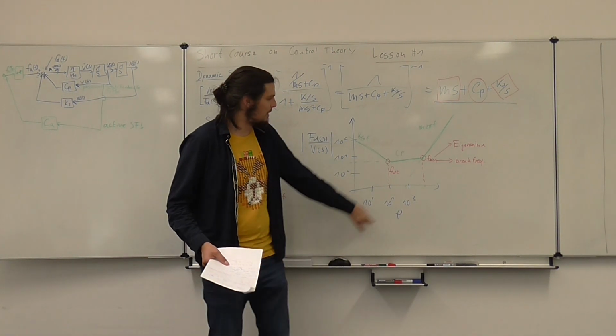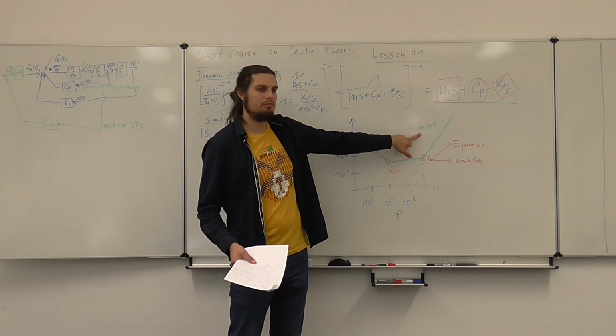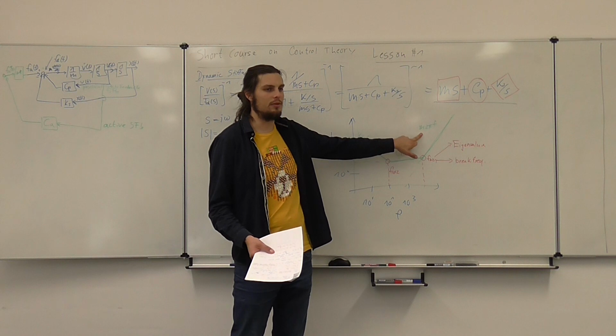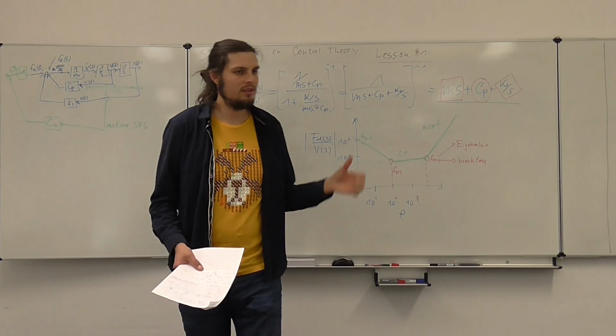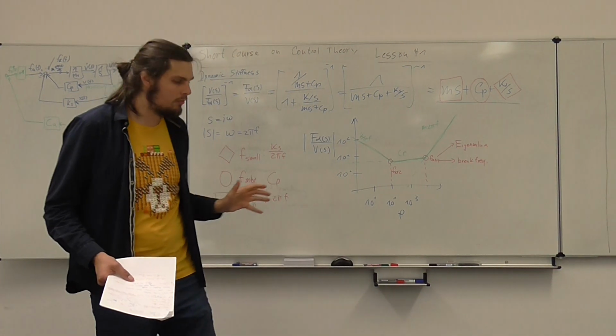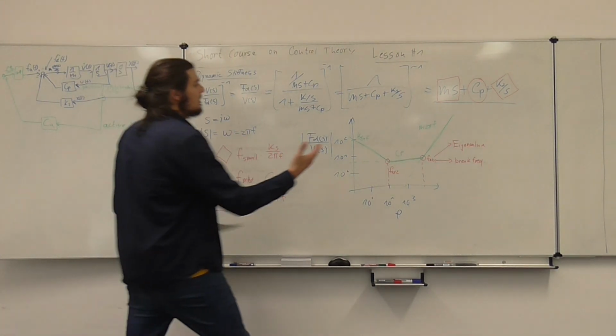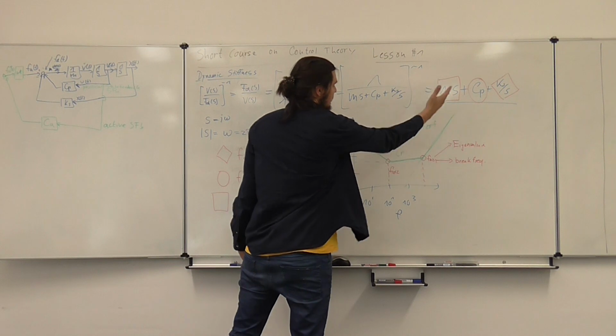So at low frequencies, mass is not a problem. Mass does not have high dynamic stiffness at low frequencies, but at high frequencies it does. And you can feel this. You cannot move a ship back and forth, but you can move it in one direction. So this makes a lot of sense to us that mass looks like this.